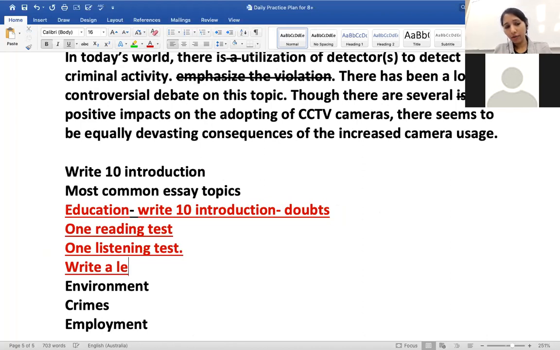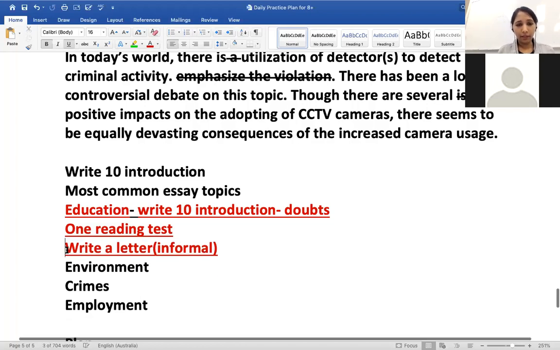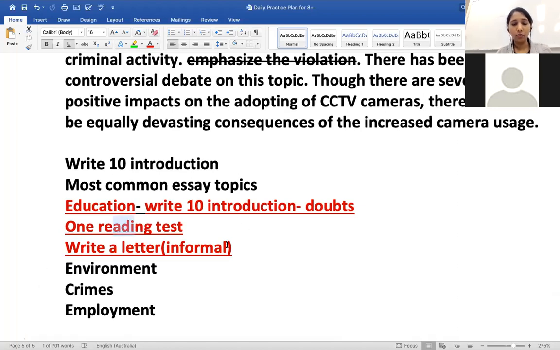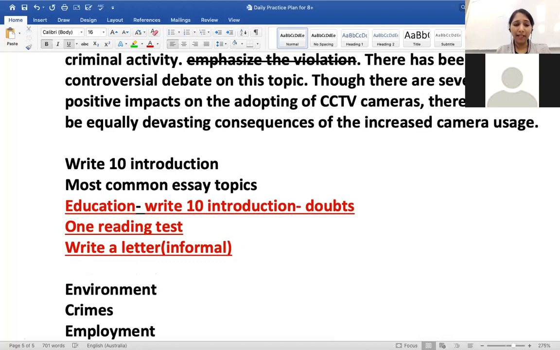We learned how to write an informal letter, right? So can you write one more informal letter? You're putting that knowledge into use, and don't worry about listening because we didn't do any listening this week. So you'll write 10 introductions, take one reading test, and write one informal letter. You'll have plenty of doubts. That's okay. Just bring all the doubts. Okay, I'll go with that.